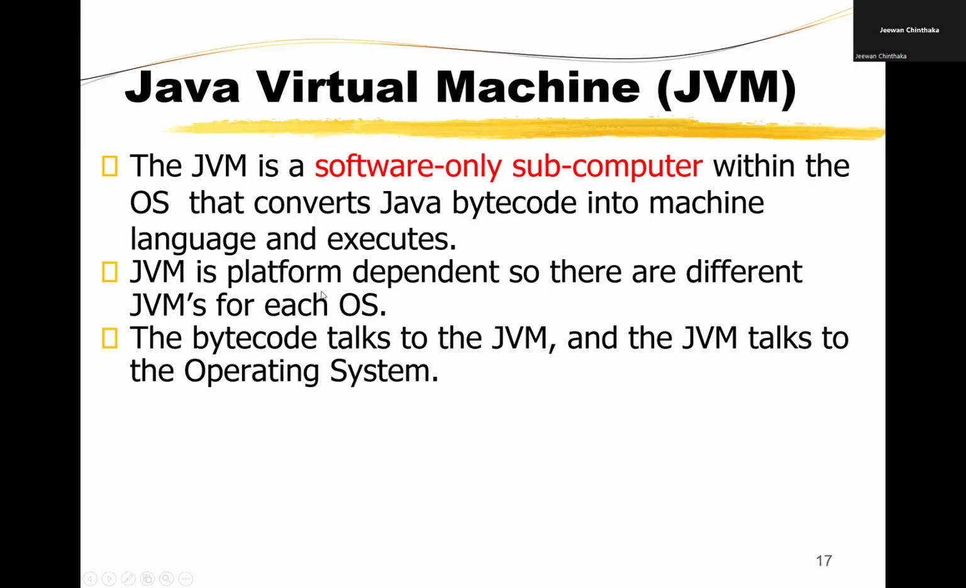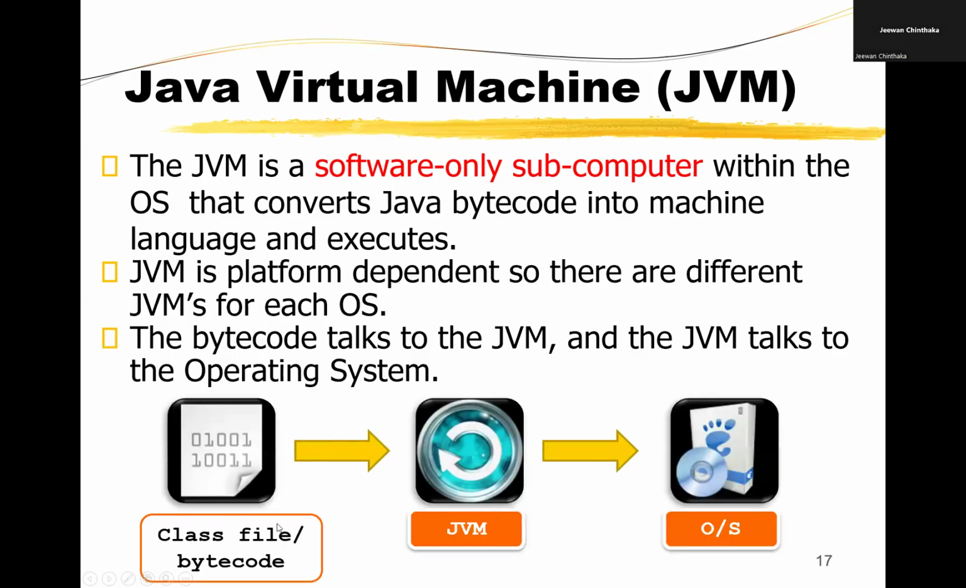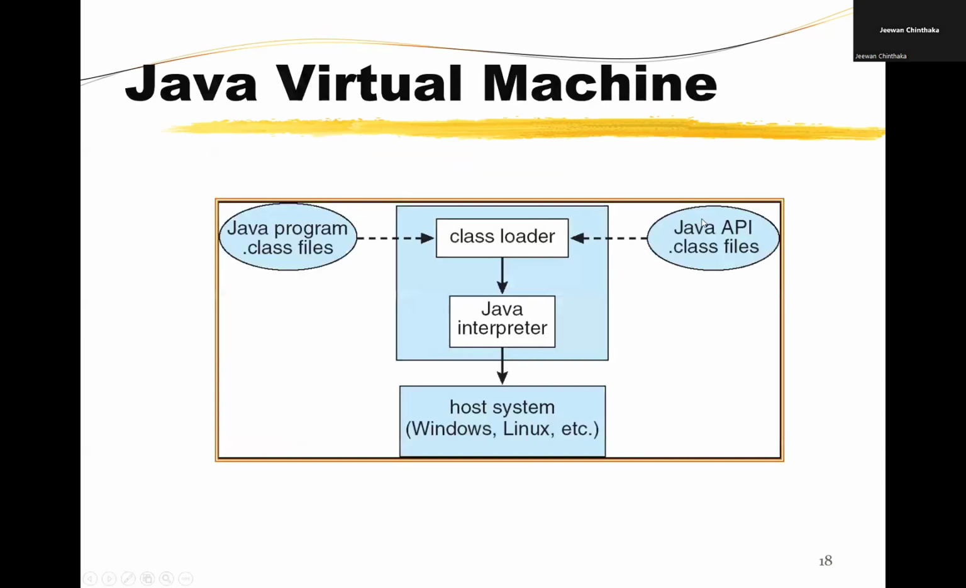Therefore, you can find different JVMs for each operating system. Then bytecode is communicating with the Java virtual machine, and the Java virtual machine is communicating with the operating system. That's how we get the output. This is how we see the output, and this is a figure of the Java virtual machine.